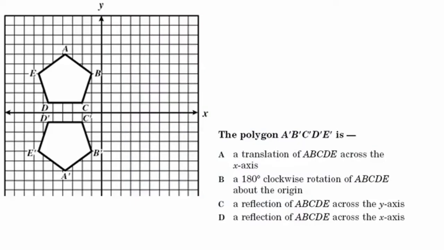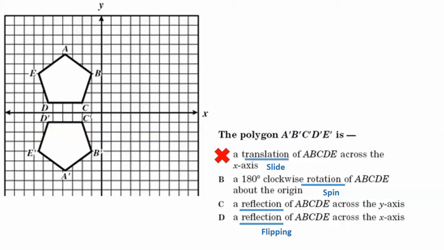The polygon A', B', C', D', E' is a translation, a slide across the x-axis, a 180 degrees clockwise rotation about the origin, or a reflection across the y-axis, a reflection across the x-axis. So, to start with my preimage, A, B, C, D, E, let's see if it is a translation across the x-axis. So we'll take our shape and slide it down, and it just does not match up perfectly. So it cannot be a translation.